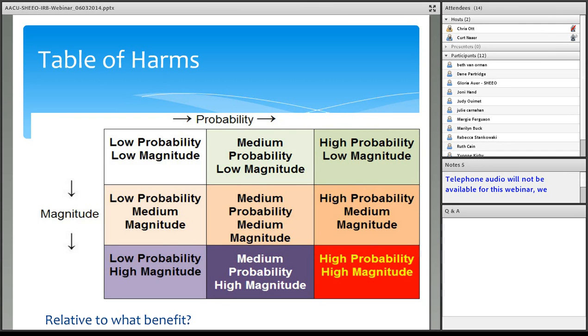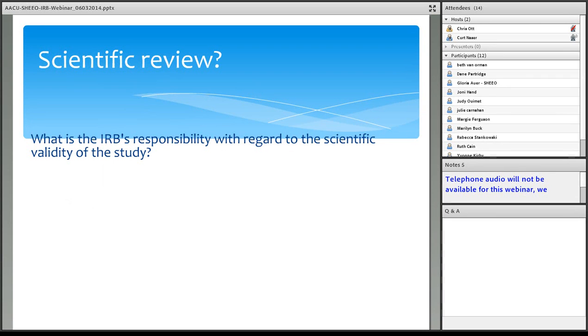So when an IRB looks at research, it needs to do that risk-benefit calculation relative to the subjects themselves, but it also has to ask, are the risks to the subjects commensurate to the possible knowledge gained? Now, that doesn't mean that for the sake of knowledge, we're going to put subjects at risk. We always have to make sure that subjects have a commensurate benefit relative to the risk that they experience. But if we are going to put subjects at risk, we ought to be sure that we're generating good knowledge. Now, the regulations themselves are silent about this question. The regulations don't tell us what the IRB's responsibility with regard to the scientific validity of the study is.